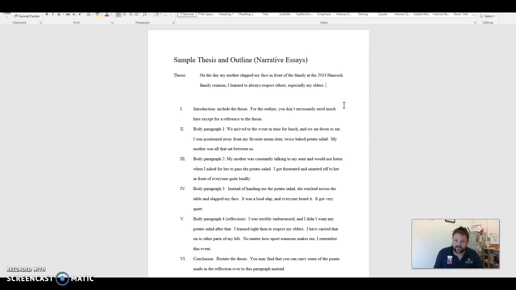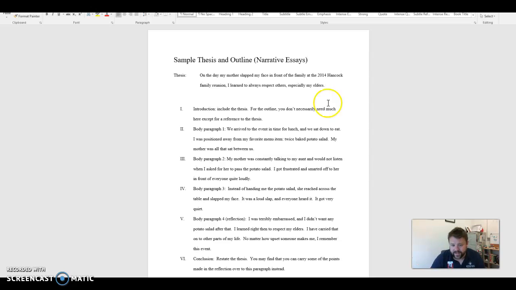And number two, what's the significance? What do you want the reader to learn? What did you learn? To always respect others, especially your elders. That's it. That's all you have to do for your thesis. That's your number one goal: to pick your story and your purpose and then roll that into one stated sentence. Once you have that, you're ready to go forward.